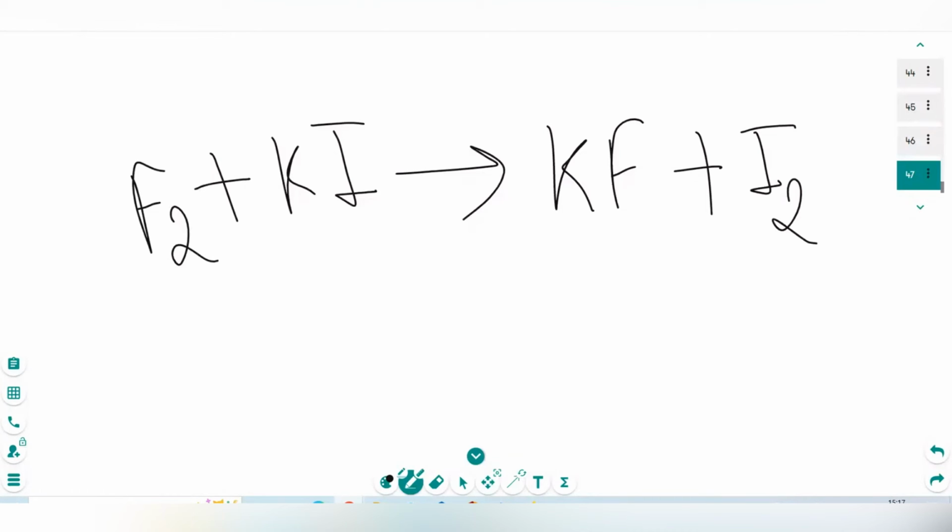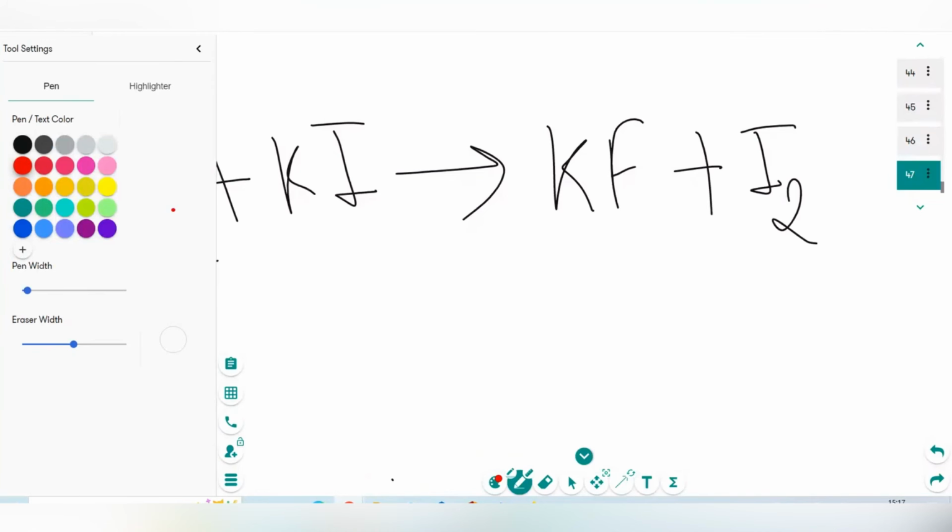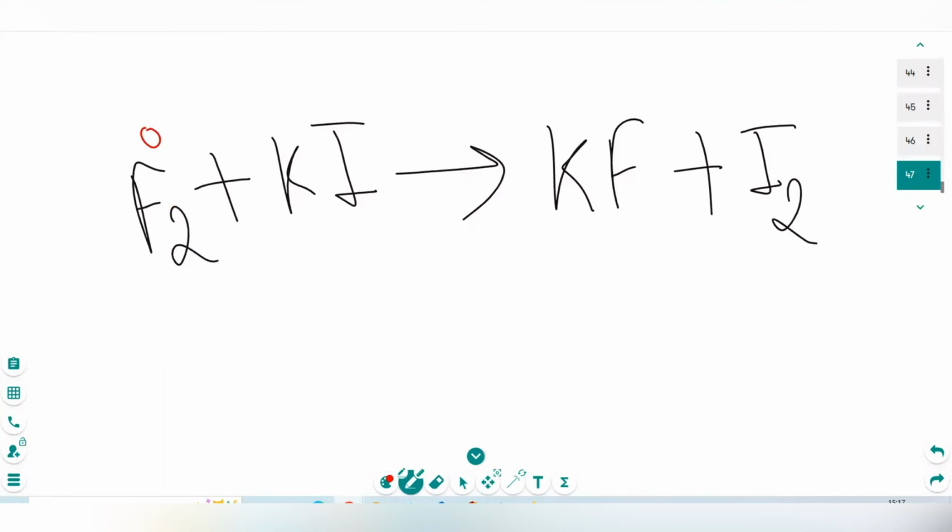I2 is iodine, K is potassium, F is fluorine. Isn't F2 neutral? Okay, come on, tell me the charges first of all. You know these two are in the... Yeah, that's what I said. So then fluorine. What's the charge of fluorine?